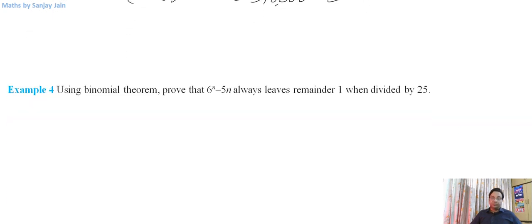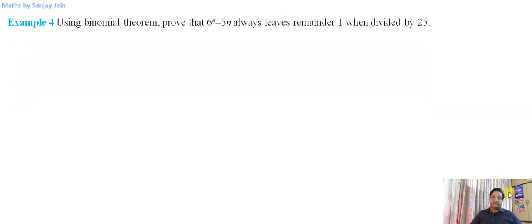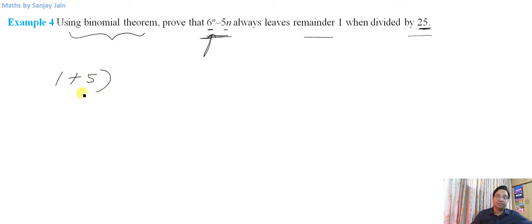Using binomial theorem, prove that 6 raised to power n minus 5 raised to power n always leaves remainder 1 when divided by 5. So we need to use binomial theorem in this. Otherwise, we have done such questions in principles of mathematical induction, and also in class 10th we have done these questions in number theory. So let us understand it from the binomial theorem perspective. This is 6 raised to power n, this is 5n, and we are talking about 25. So what I'll do is I'll write 6 as 1 plus 5 raised to power n, and expand it. Then I'll talk about this expression.